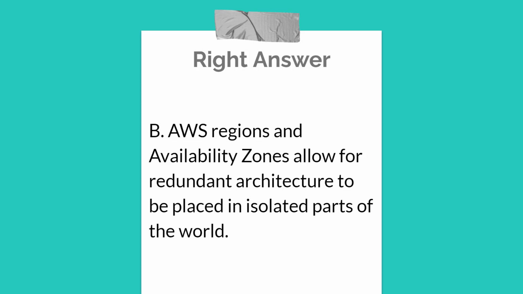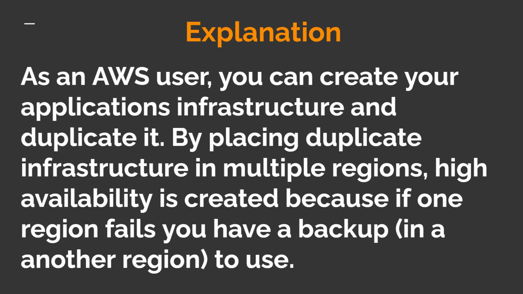Explanation. As an AWS user, you can create your application's infrastructure and duplicate it. By placing duplicate infrastructure in multiple regions, high availability is created because if one region fails, you have a backup in another region to use.